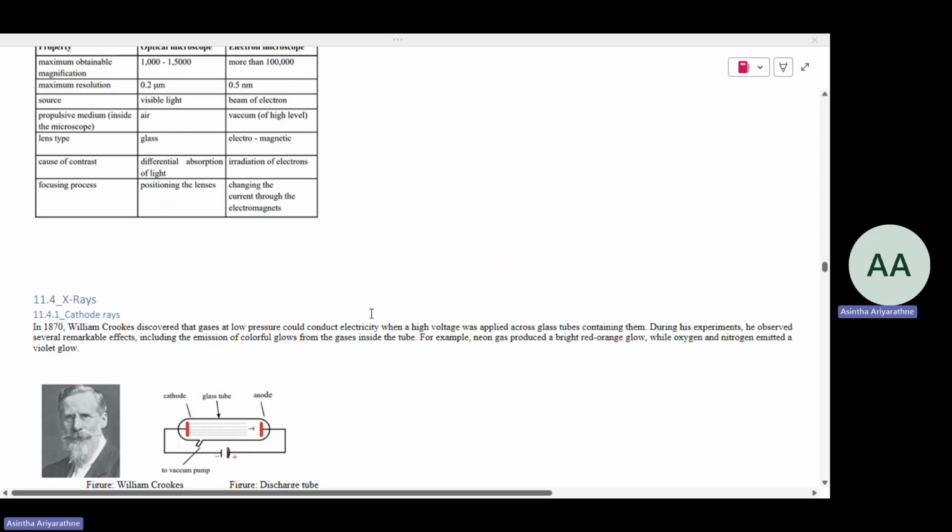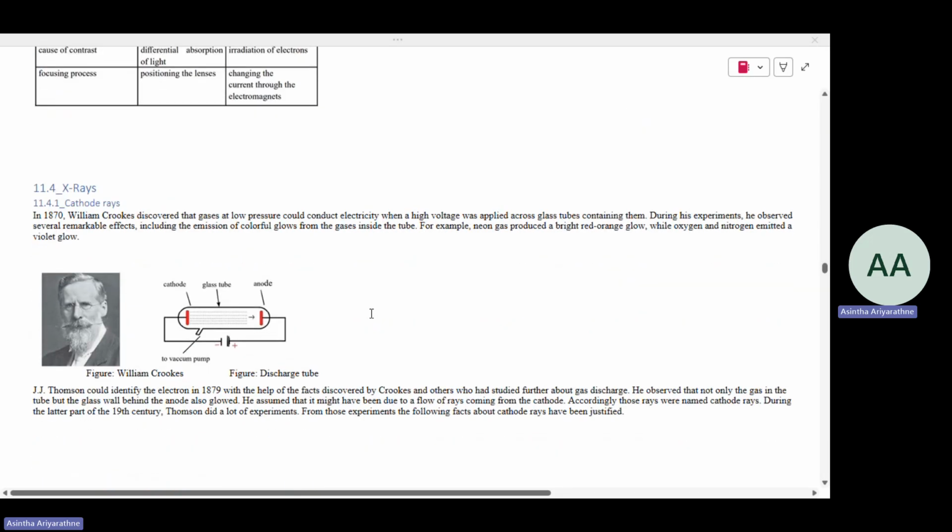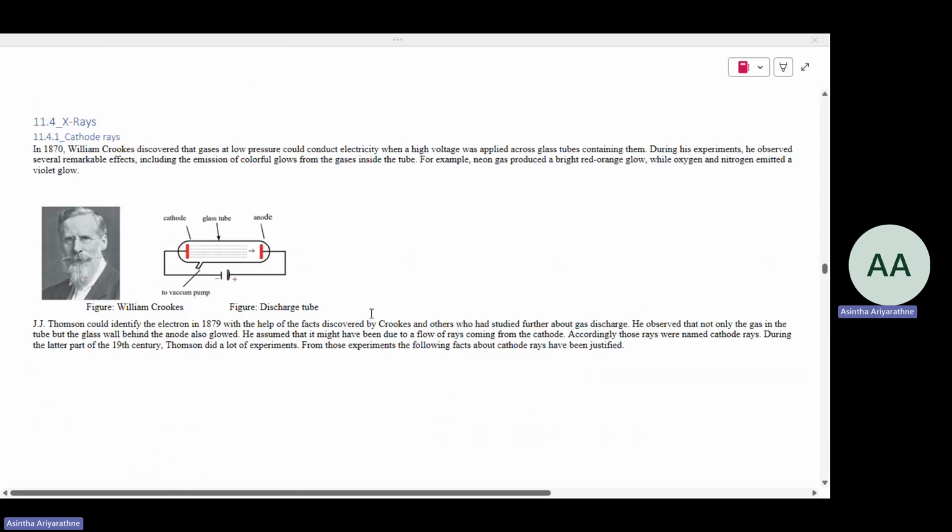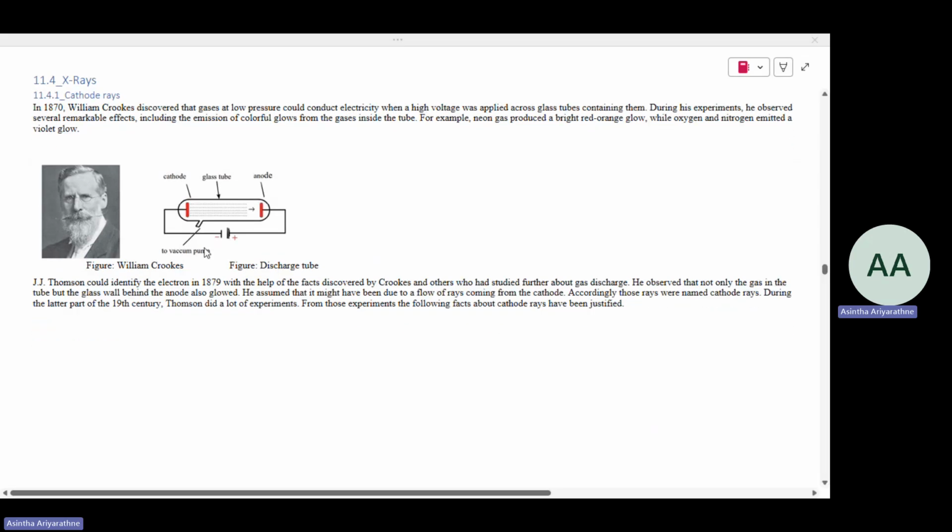Right now, let's move on to the X-ray generation process. Before that, let's just look at cathode rays. What are cathode rays? They were discovered earlier than the X-rays. It's a cathode tube consisting of an anode, a cathode and a glass tube.